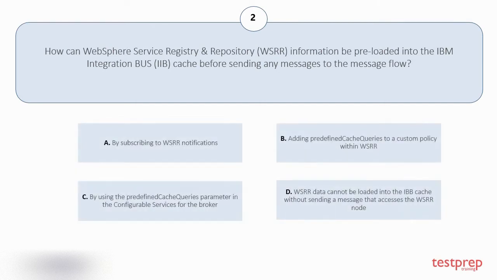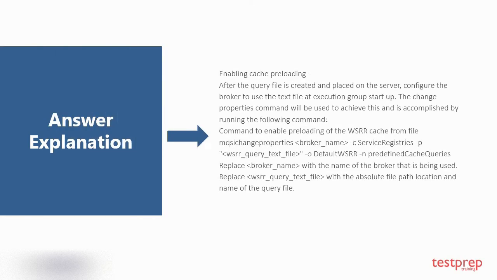Your options are: A. By subscribing to WSRR notifications. B. Adding predefined cache queries to a custom policy within WSRR. C. By using the predefined cache queries parameter in the configurable services for the broker. D. WSRR data cannot be loaded into the IIB cache without sending a message that accesses the WSRR node. The correct answer is option C. You can refer the following for the explanation of the answer.